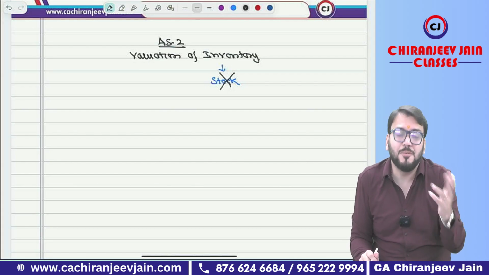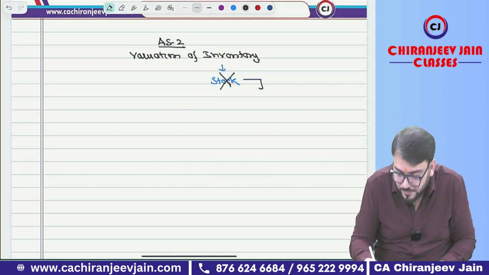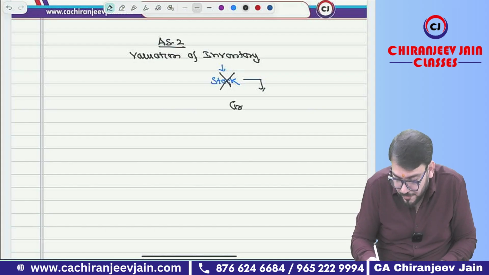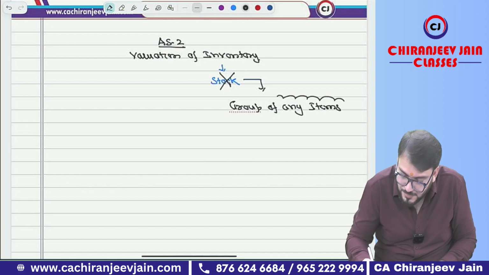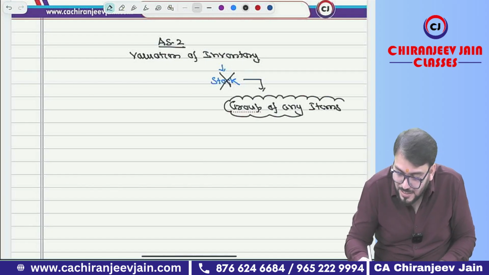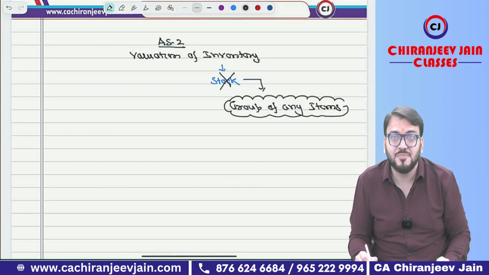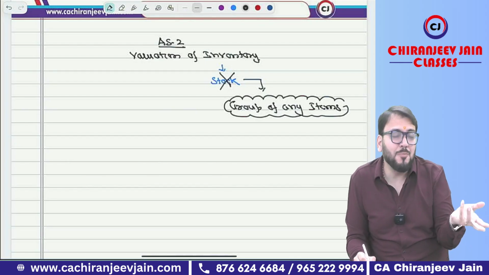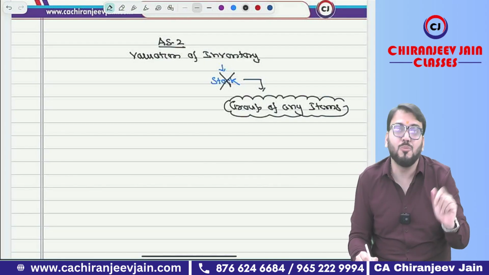I don't know where it comes from. Stock is a general term. What is the meaning of stock? Stock means a group of any item. Group of any item is known as stock. If I say group of inventory, that becomes stock of inventory. Traditionally they used to say stock of inventory, and from there comes the words closing stock and opening stock.